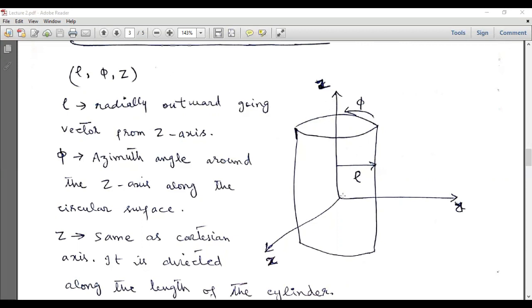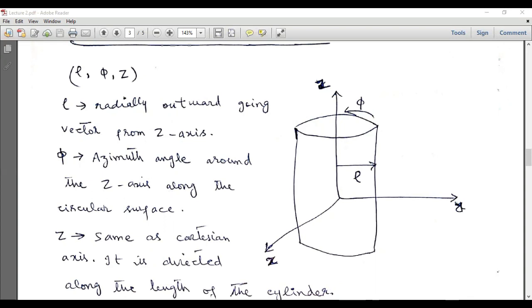So z in a cylindrical coordinate system is the same as the z-axis in Cartesian coordinate system. And phi corresponds to the azimuth angle around the z-axis along the circular surface. If we have a point over here, then the direction of the phi vector is tangent to the point, and its magnitude is calculated by measuring the angle between the x-axis and the rho vector. I will show you how to calculate the magnitude of phi.